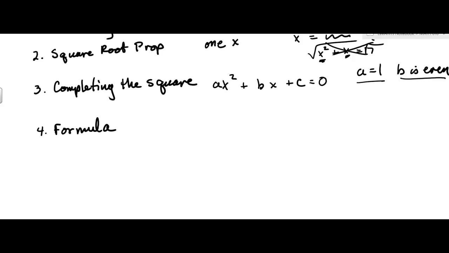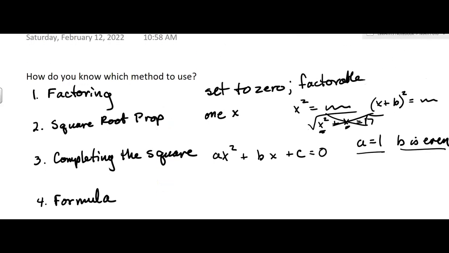Now, in the next video, we're going to talk about the discriminant, and that may help you decide which method to use also. By the way, if you're using factoring, you're going to get rational solutions, okay? Rational numbers for the solutions. That's all I'm going to say on that.